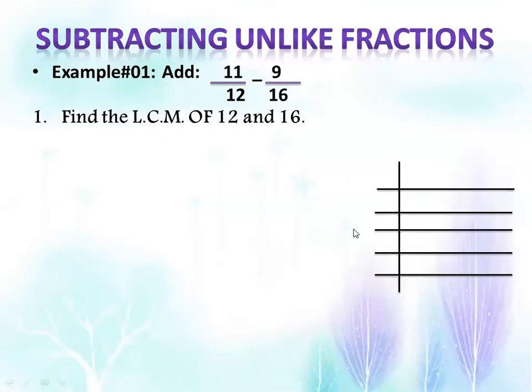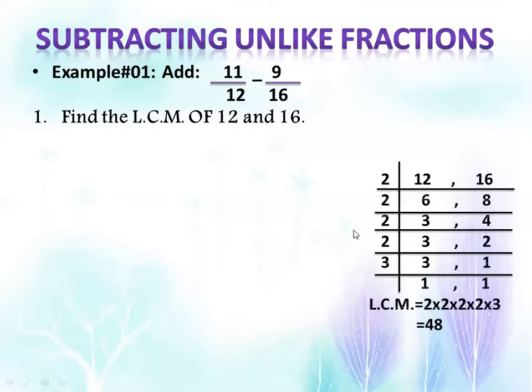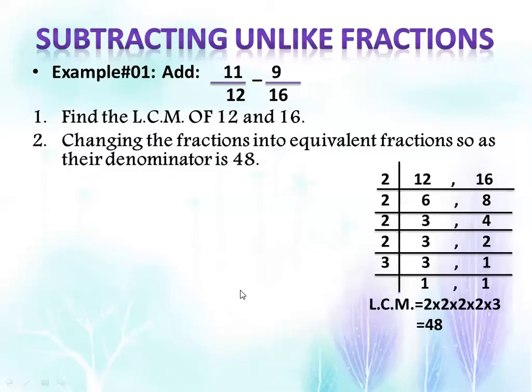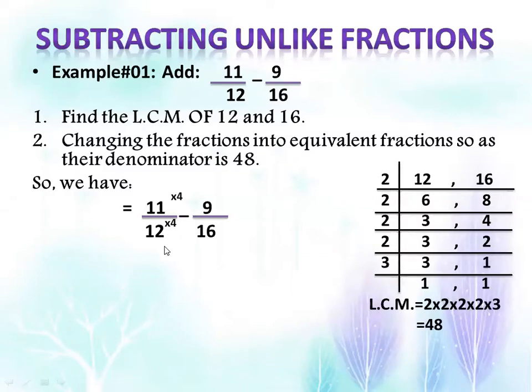The LCM of 12 and 16 is 48. I will do all these things in the working column. So you will multiply your denominators with such a number that they will become 48. You will multiply 12 by 4, so it will become 48.